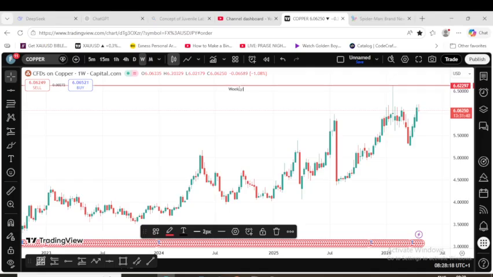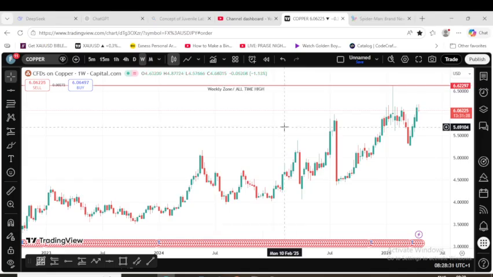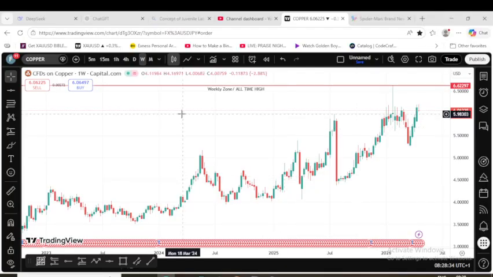So let's do that. It's a weekly zone. It's also our all-time high. It's also our correct all-time high. So, we're doing top-down analysis on copper USD starting from the 1 week time frame.